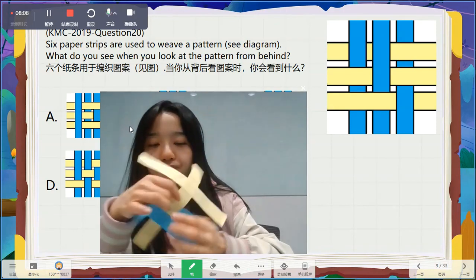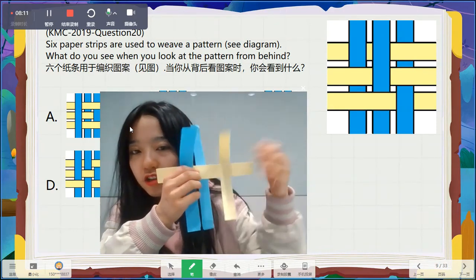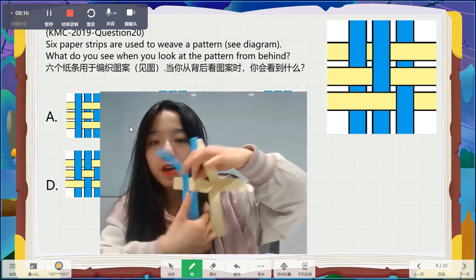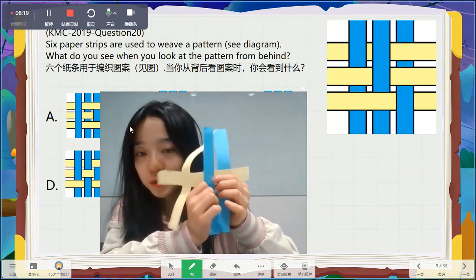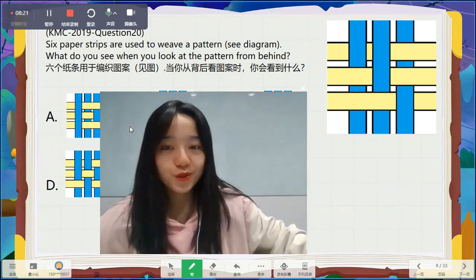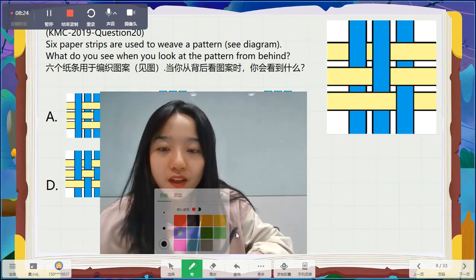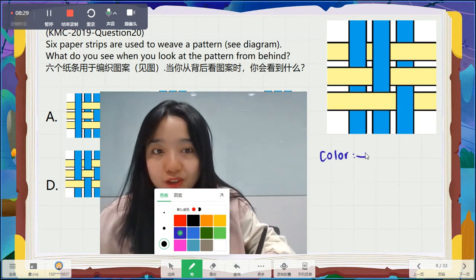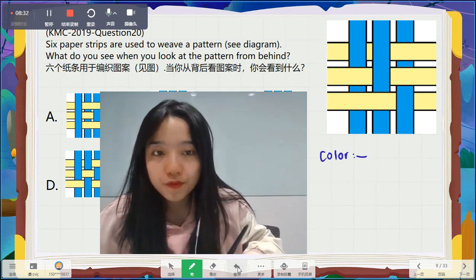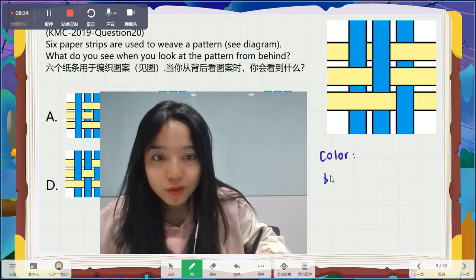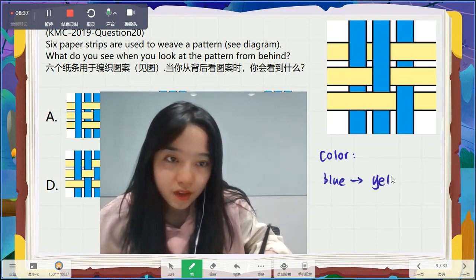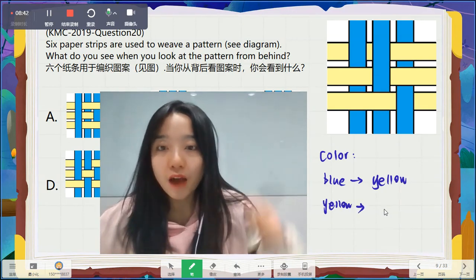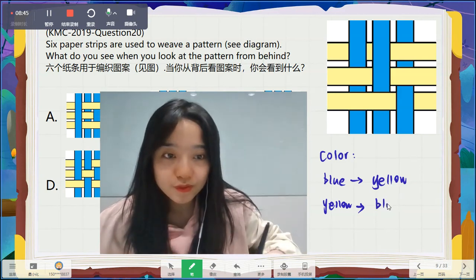If at first the top strip is yellow, after I flip it, it will become the other color, blue. After we flip it, that's the pattern of the color. It will change into another one. So specifically, blue will turn into yellow, and if yellow is on the top at first, after you flip it, it will turn into blue.